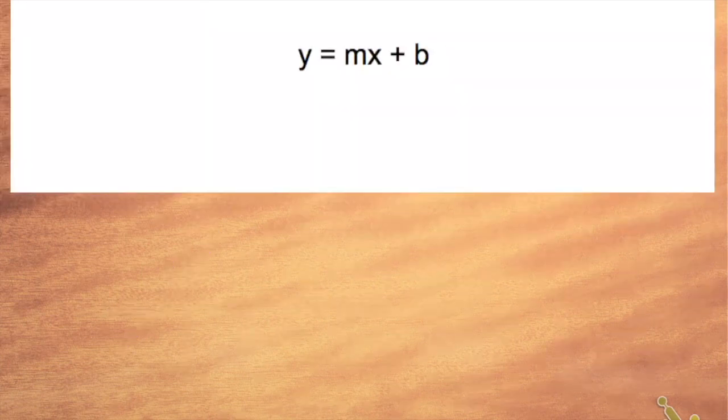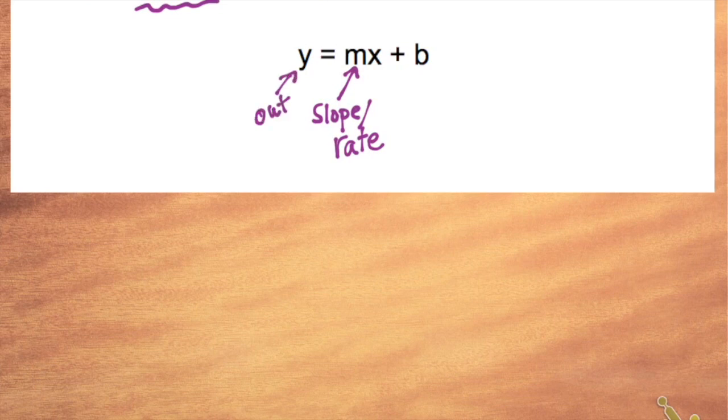We've already gone over the fact that in a proportional relationship, the equation is y equals mx. For a non-proportional relationship, the equation is y equals mx plus b. So the m is the same thing as it's been. It's your slope or rate of change. Your y is your output. X is your input, as always. And then the new part, this is your y-intercept, or where the line crosses the y-axis.